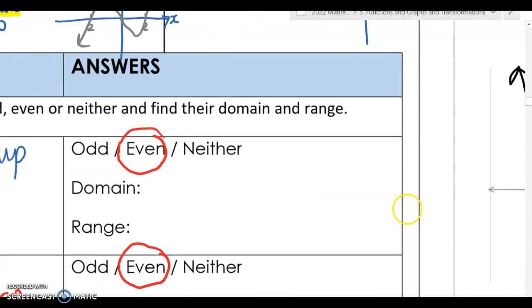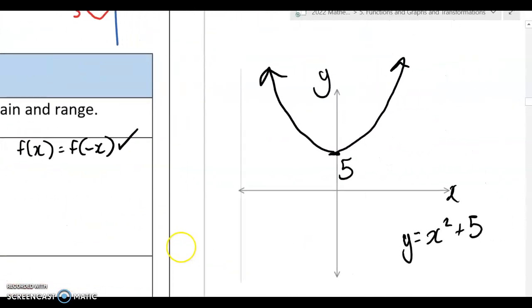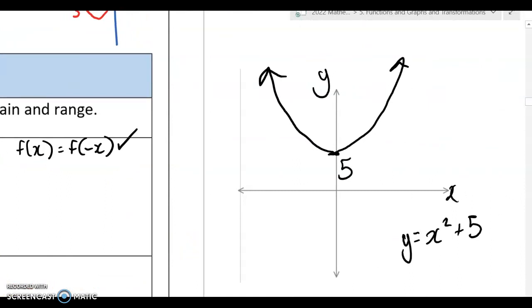But we could also test that f of x is equal to f of minus x, and that would work on this one. Our domain for this graph, our domain are x values, okay, and our range are y values. So let's have a look and see what x values could occur. Well, looking at that graph, all x values are possible for that graph.